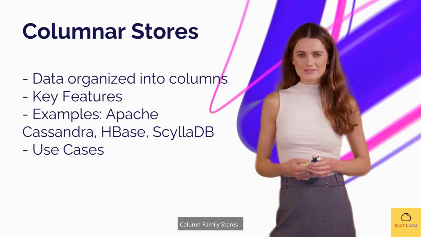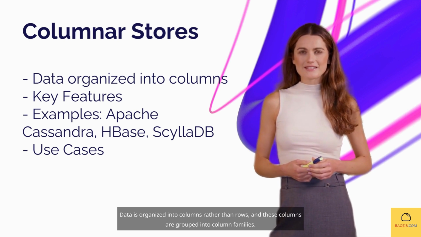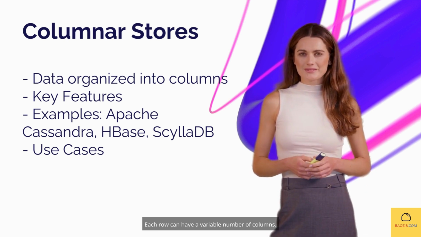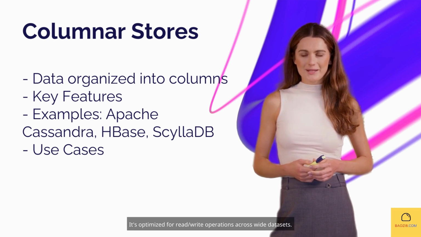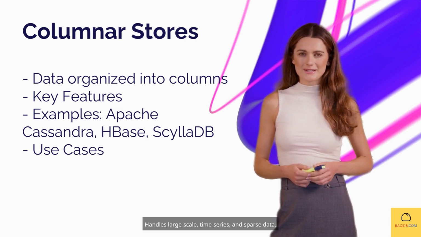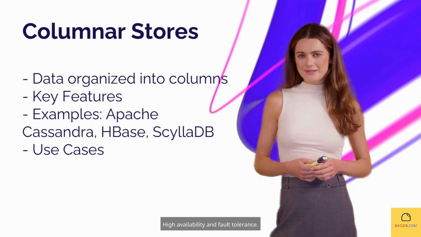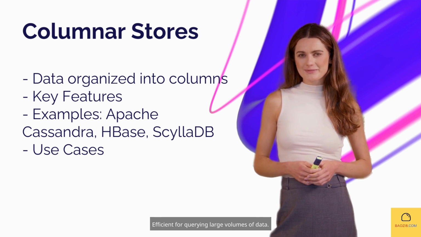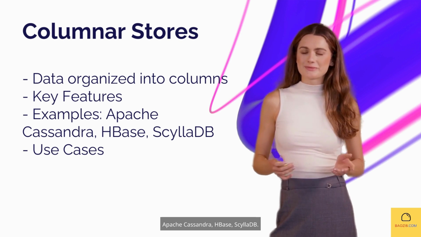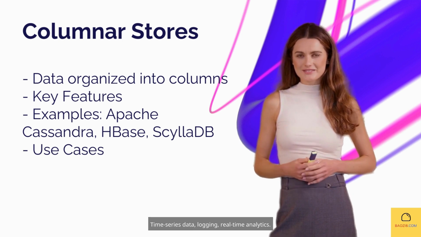Column family stores. How they work. Data is organized into columns rather than rows, and these columns are grouped into column families. Each row can have a variable number of columns. It's optimized for read/write operations across wide datasets. Key features: handles large-scale, time series, and sparse data. High availability and fault tolerance. Efficient for querying large volumes of data. Examples: Apache Cassandra, HBase, ScyllaDB. Use cases: time series data, logging, real-time analytics.